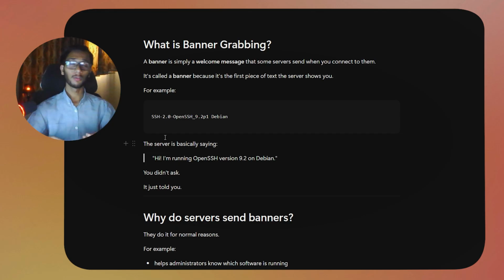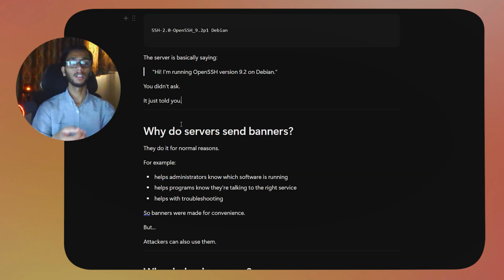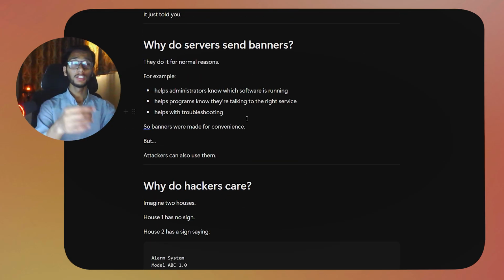Now you might have a question: why do we even have the banner? Let's talk about that. Here are a few reasons the server sends the banner to us when somebody connects. It helps the administrator know which software is running and what version, it helps programs know that they are talking to the right server, and it also helps in troubleshooting.